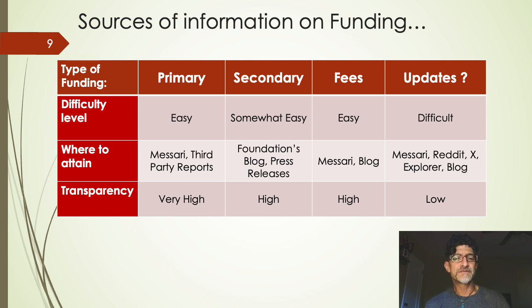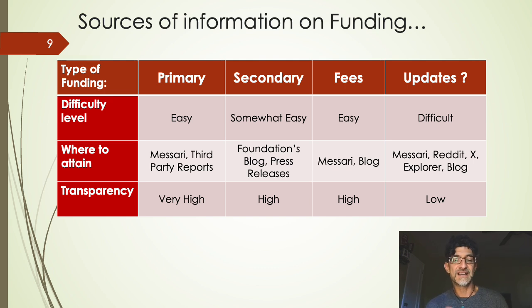The primary funding, like from an ICO, that's easy to find. Even secondary, it's pretty easy. And the fees are easy, right? You can go to Token Terminal and find the fees. But it's difficult to get updates on this stuff. I listed where you can obtain everything.